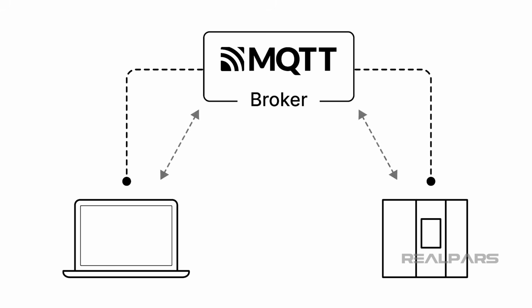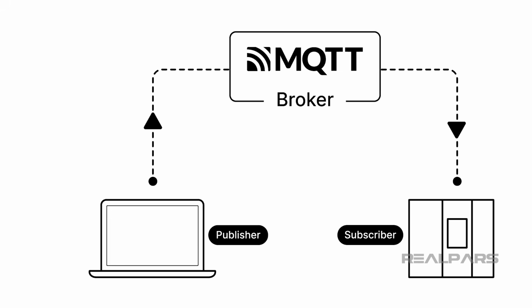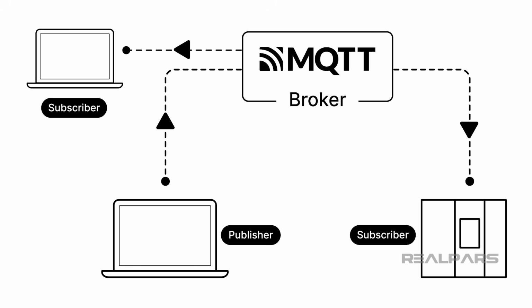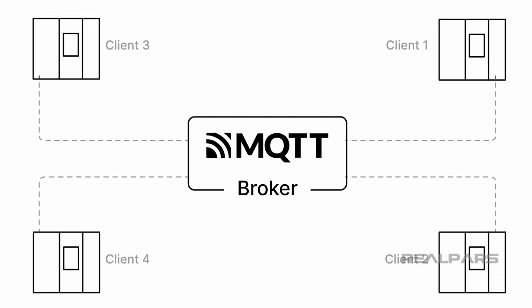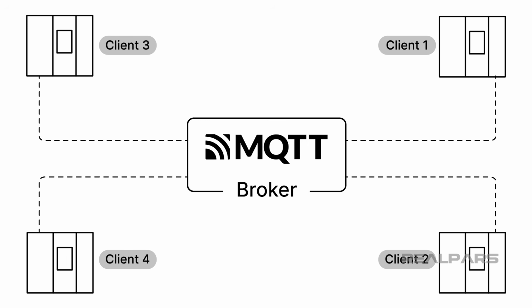A device can both send and receive messages. A device that sends a message is called a publisher, while one that receives a message is called a subscriber. What's unique is that multiple subscribers can receive messages from a single publisher, but we're getting a bit ahead of ourselves here. Both publishers and subscribers are called clients.